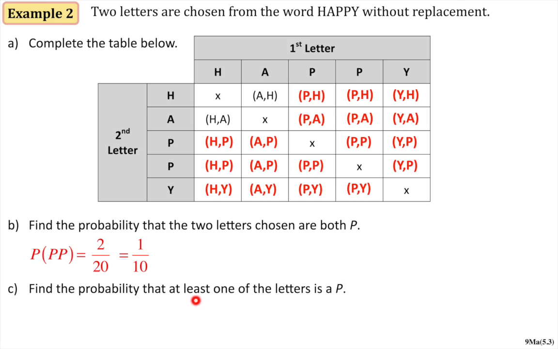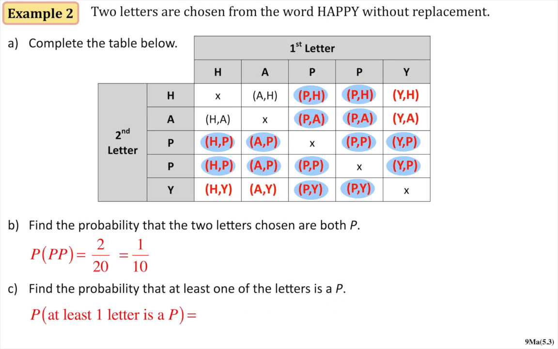What's the probability that at least one of the letters is a P? Well, I've highlighted every entry on the table where at least one of them is a P. And if I count the blue dots, 1, 2, 3, 4, 5, 6, 7, 8, 9, 10, 11, 12, 13, 14. So there's 14 different possible ways you can get at least one P out of the 20. And that cancels to 7 out of 10.